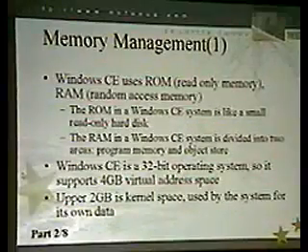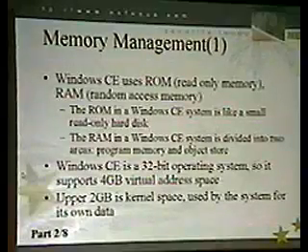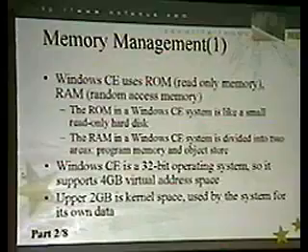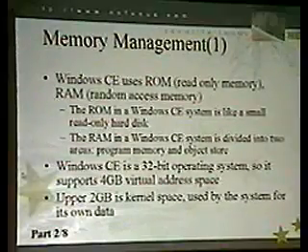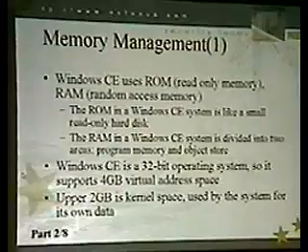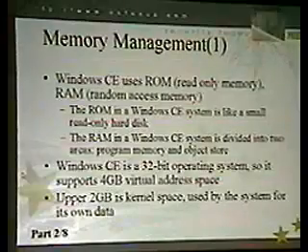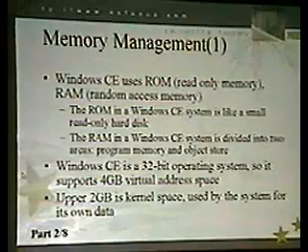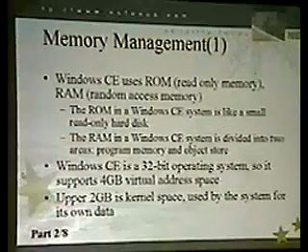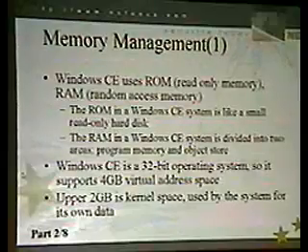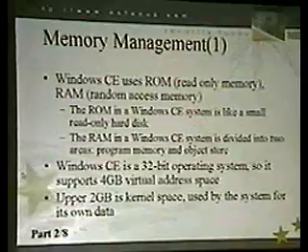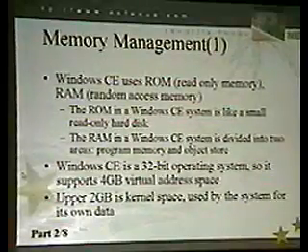The data can be maintained inside the ROM without power or battery. The RAM in a Windows CE system is divided into two areas, the program memory and the object store. The object store can be considered something like a permanent virtual RAM disk. It's unlike a RAM disk in the PC. It can maintain the files in it even if the system is turned off.